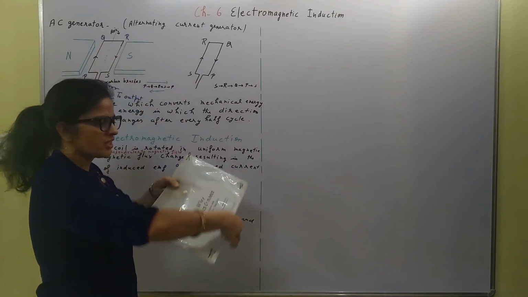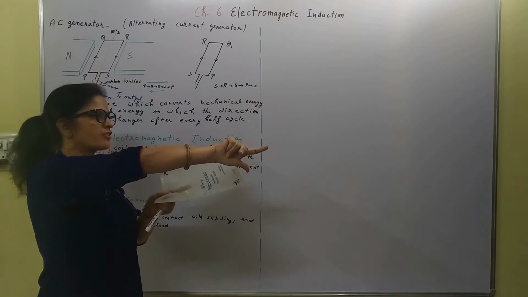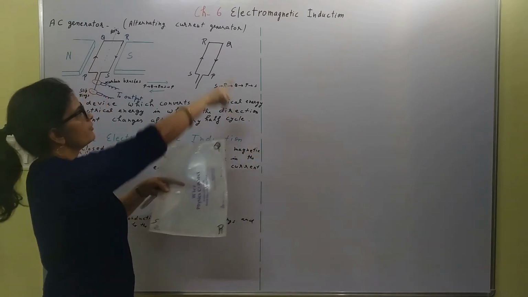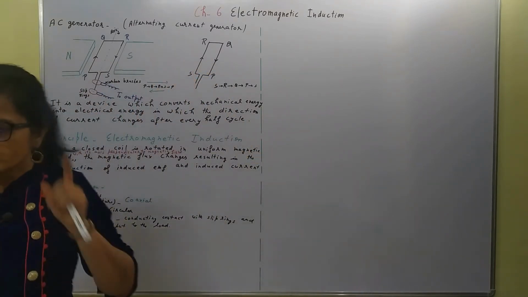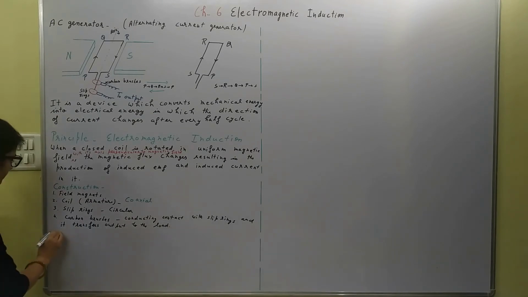If you look at this branch, here it is moving down. So this is the direction of motion, this is the direction of magnetic field. So QP will be the direction of current. So due to slip rings, the direction of current is reversed, right? So this was the working here, and we can calculate the mathematical expression.